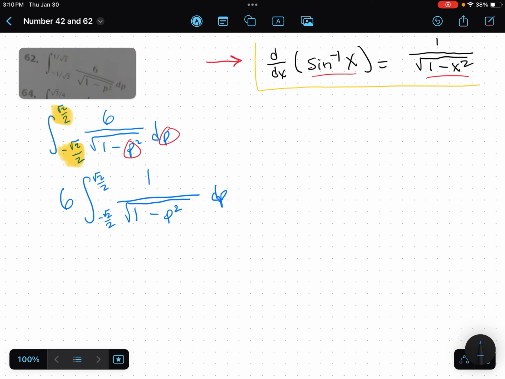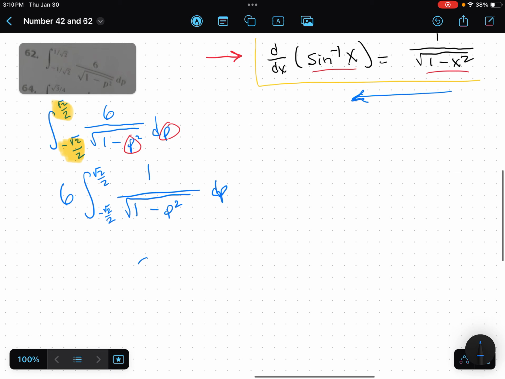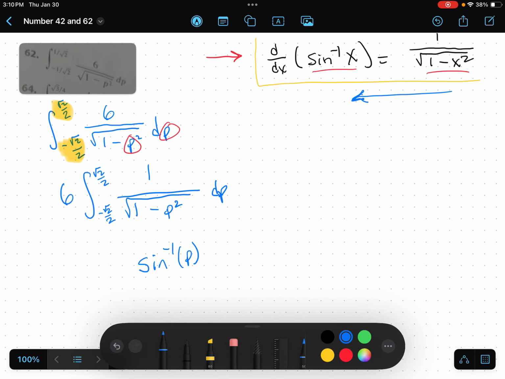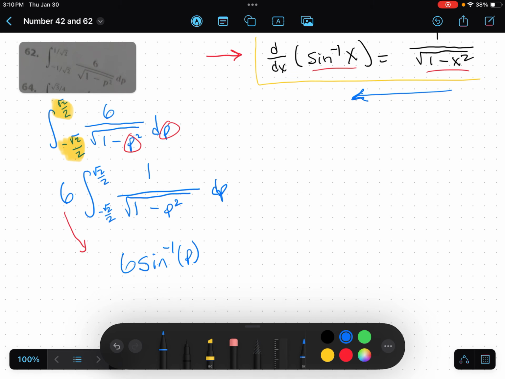And remember, when we're doing a definite integral, we need to find that antiderivative. So in other words, we're just going to go backwards from this derivative formula. So the antiderivative here must be inverse sine of p instead of inverse sine of x because of that formula. And then don't forget, we've got this 6 here, so I'm just going to bring that down. It's a constant multiple. You just multiply it on. And remember, this is a definite integral, so we have to evaluate this antiderivative between these two values, negative square root of 2 over 2 and positive square root of 2 over 2.